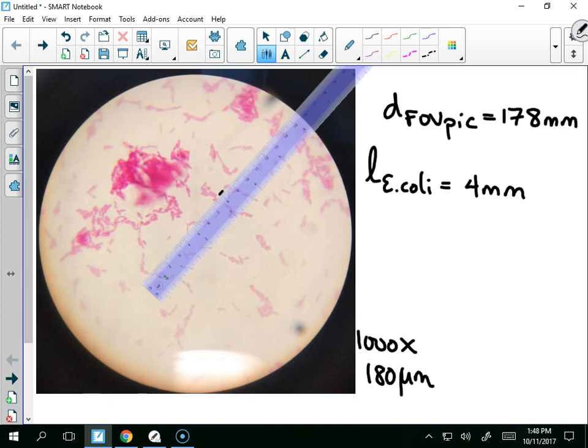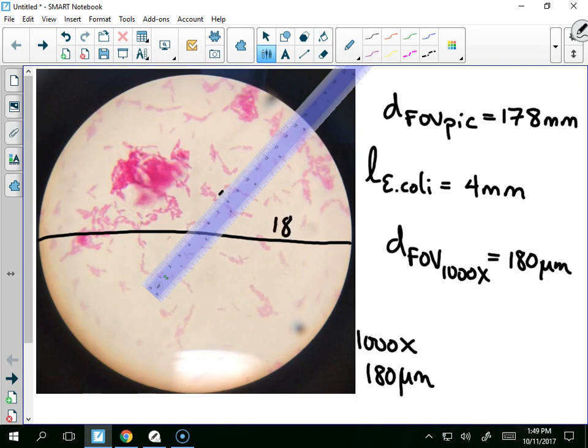Now that we've got that information, we also know that the diameter of the field of view at 1,000x is 180 microns. And again, a micron is, if you imagined a meter stick, and you magic school bus yourself down so small that a meter stick was actually a millimeter, then every millimeter marking on that meter stick is 1 micrometer. So this span right across is 180 microns total. We're trying to find out how big that little cell is. So when we measured it, we got 178 millimeters and 4 millimeters for the cell.